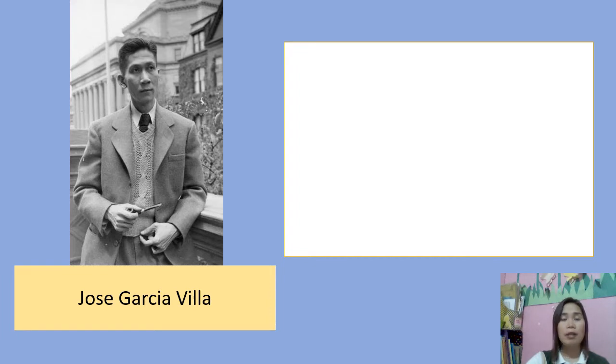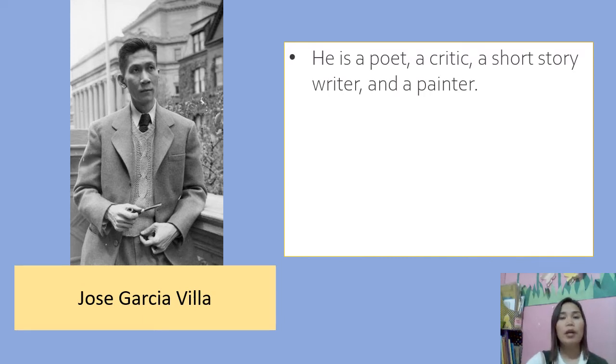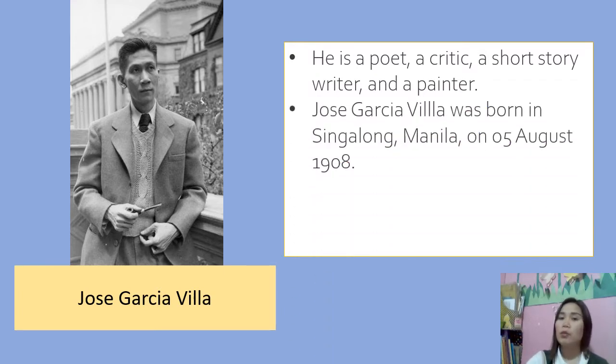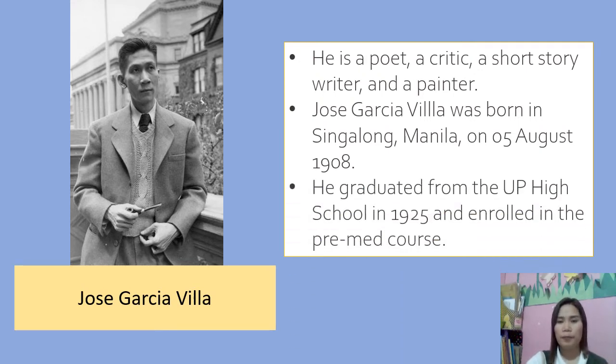And of course, let's meet the author first, Jose Garcia Villa. So he is a poet, a critic, a short story writer, and a painter. He was born in Singalong, Manila on August 5, 1908. And he graduated from the UP High School in 1925 and enrolled in the pre-med course. So his parents were Simeon Villa, who was a personal physician of General Emilio Aguinaldo, and his mother was Gaya Garcia. All right, so that is Jose Garcia Villa.